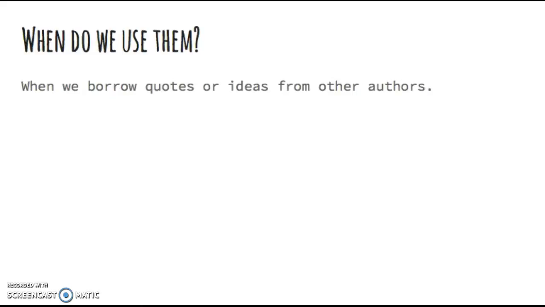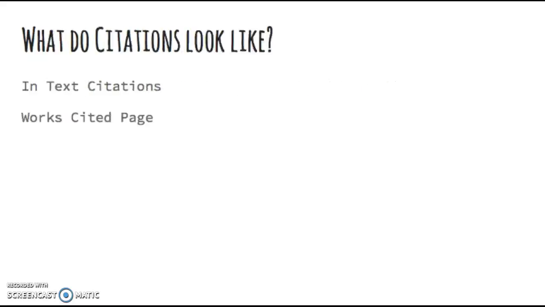When do we use citations? Anytime we borrow ideas or quotes from other authors, we must quote them, cite them, and let our readers know where we got the information from. What does a citation look like? There are two different kinds of citations that we're going to look at today: in-text citations and works cited pages. These are two main types of important citations that you should be able to know well.